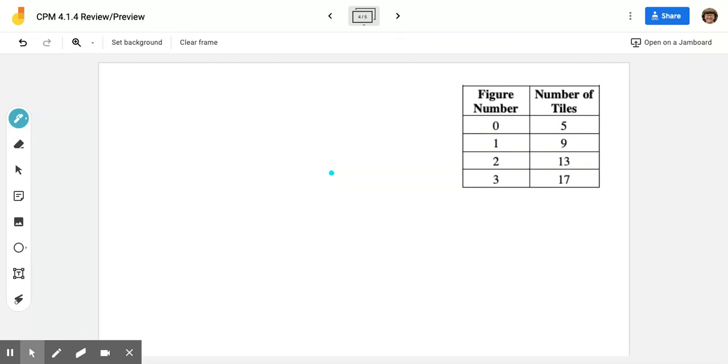This next problem, this is 435. We'll look at the XY table. Invent a tile pattern that fits this data. So the information I need for a tile pattern is how many I add each time.